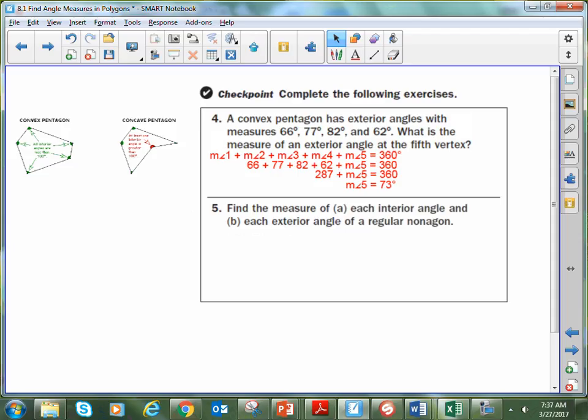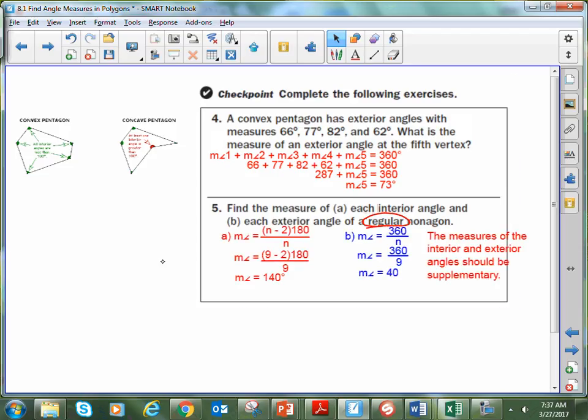Now, in problem 5 here, they are being specific. They're implying that it's regular, so we have a regular 9-sided figure in this case, and we want to know, what are the measures of the interior and the exterior angles? It really doesn't matter which one you do first, because the measurement of an interior angle and the measurement of its exterior angle have to be supplementary. So you could have found one or the other first and then simply subtracted that number from 180. You just need to remember that they are supplementary to each other.